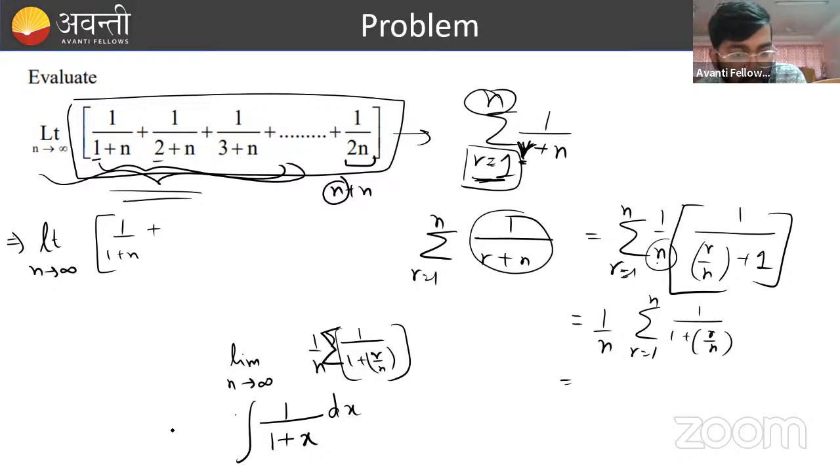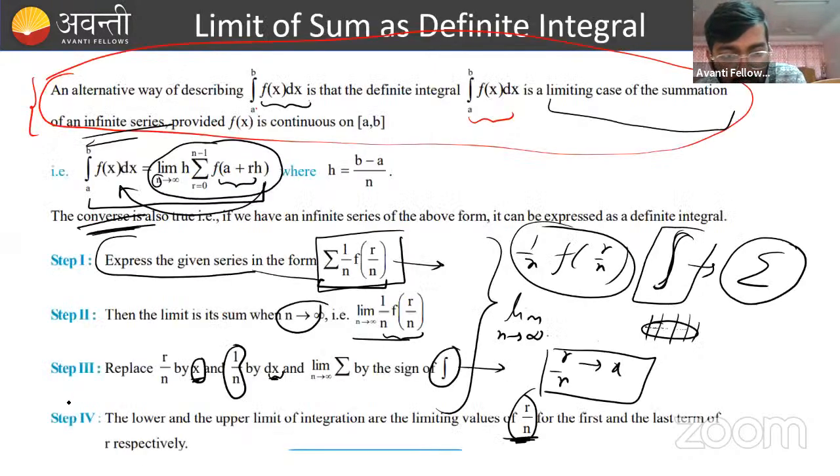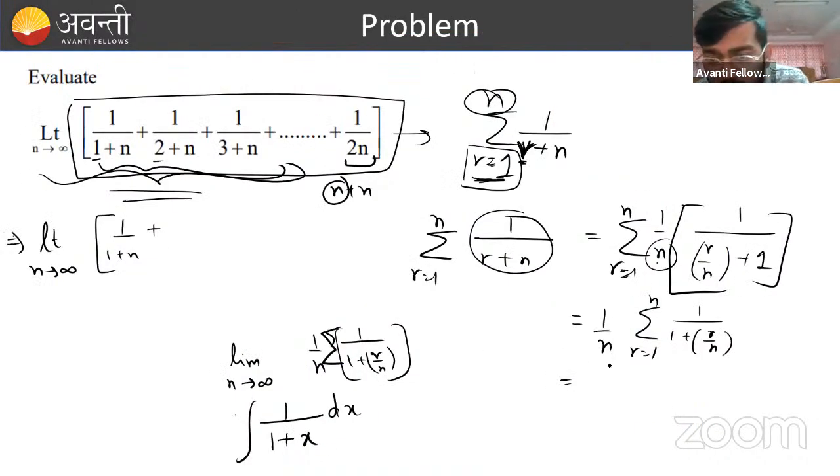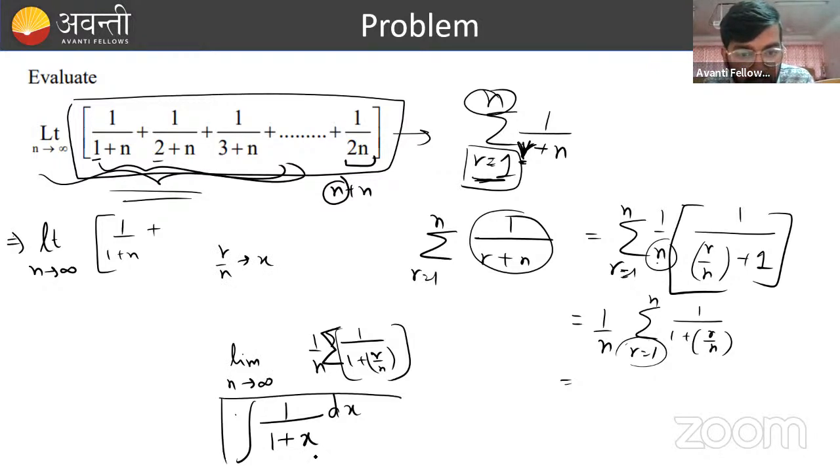Now the lower and the upper limits of the integration are the limiting values of r by n for the first and the last term. So what are the limiting values of r by n for the first term and the last term? Here, what will be the limit on x if r by n has been replaced by x? Can anyone tell me? We have already achieved the integration form. We just have to find the limits here. What will be the limits that we will place here, and we'll get our answer.